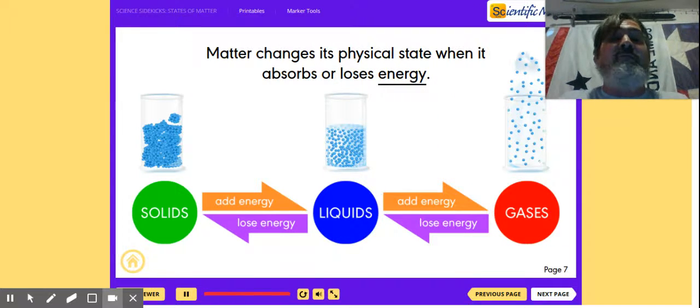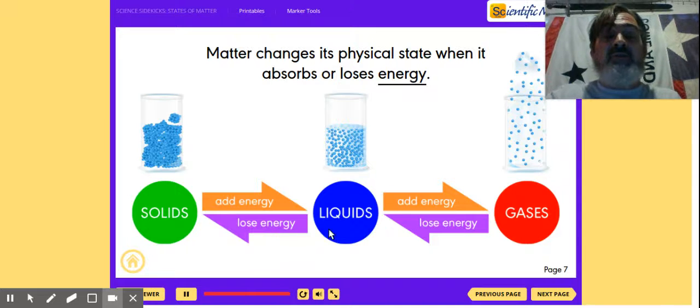Now, matter changes its physical state when it absorbs or loses energy. So if you have a solid here and you add energy to it, it becomes a liquid. If you have that liquid and you add energy to it, it becomes a gas. Now, if you take away energy from a gas, that gas is going to become a liquid. If you take away enough energy from that liquid, it is going to become a solid.